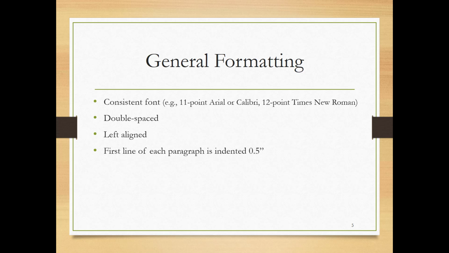First line of each paragraph is indented by 1/2 inch, and so I will show you how to do that. And your pages should have 1-inch margins all around, which is, I believe, the default for most intents and purposes. And then you should also have a page number that starts on the title page in the upper right-hand corner. So we'll cover how to do that as well in Microsoft Word.